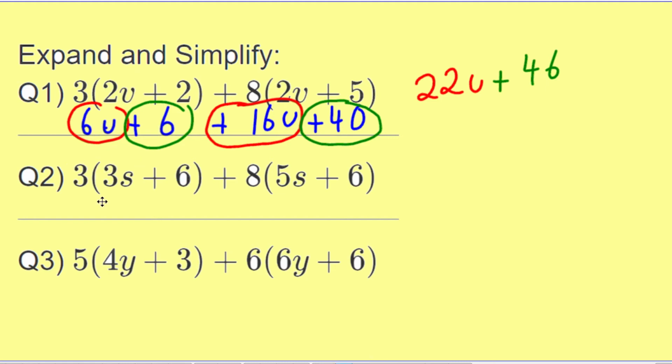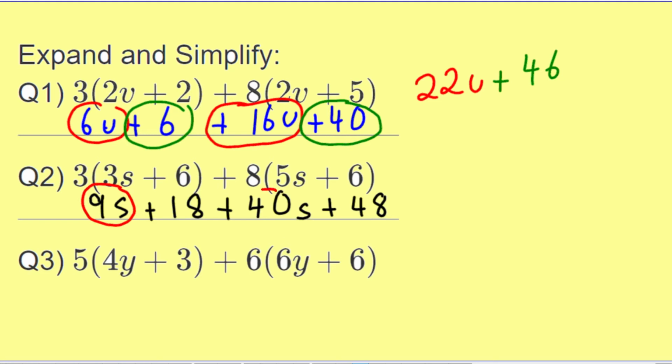We've got 3 times 3s, which is 9s. 3 times positive 6, which is positive 18. Positive 8 times 5s, which is positive 40s. And positive 8 times 6, which is positive 48. Okay, now we can start adding these up again. We've got 9s plus 40s, which is 49s.